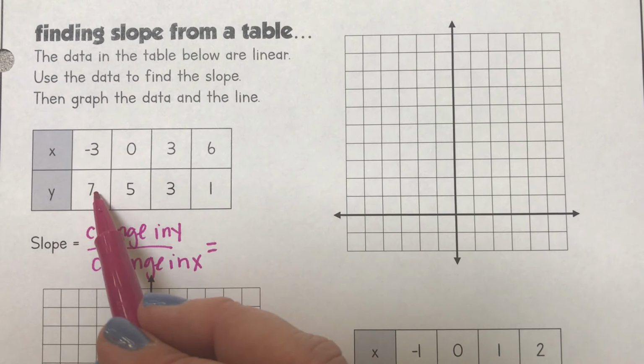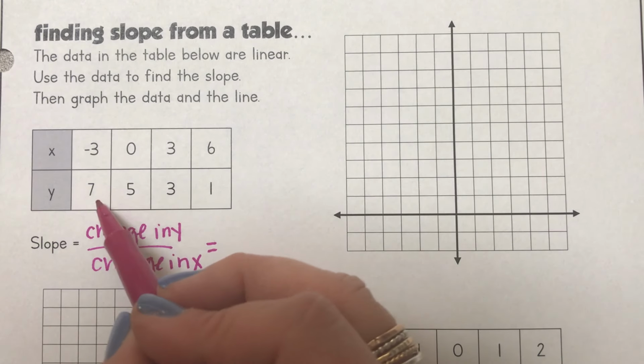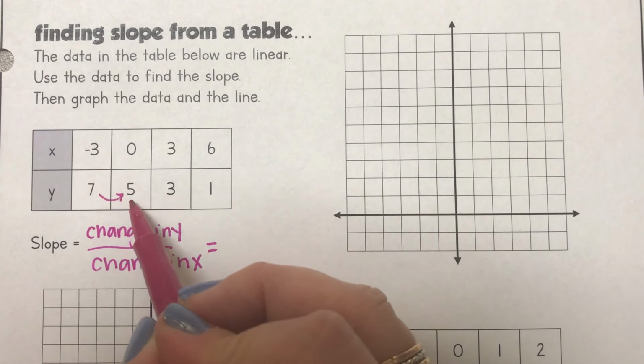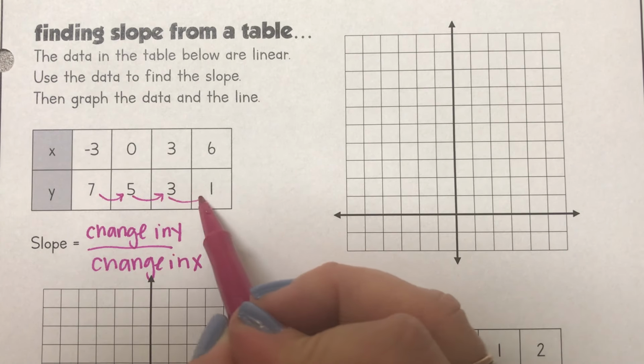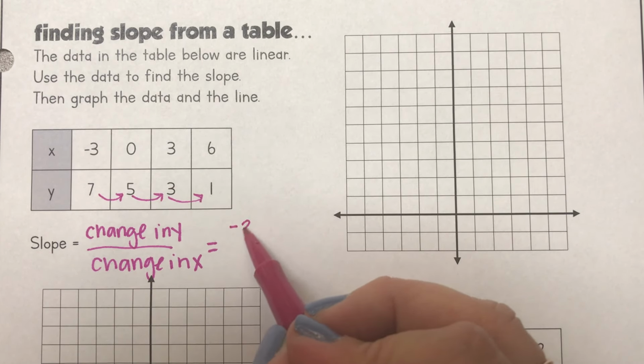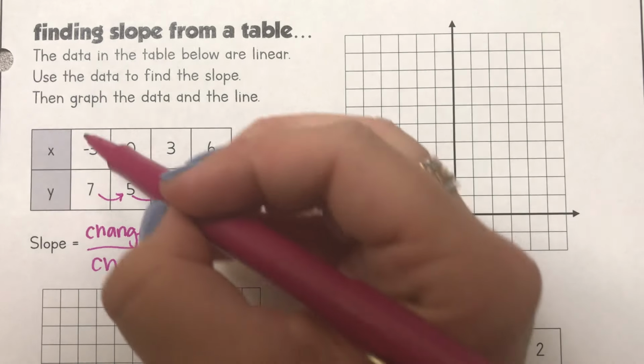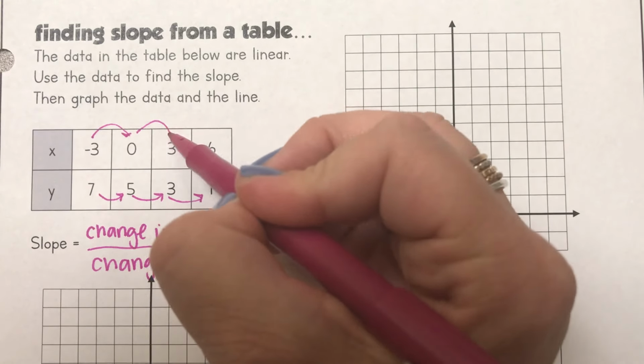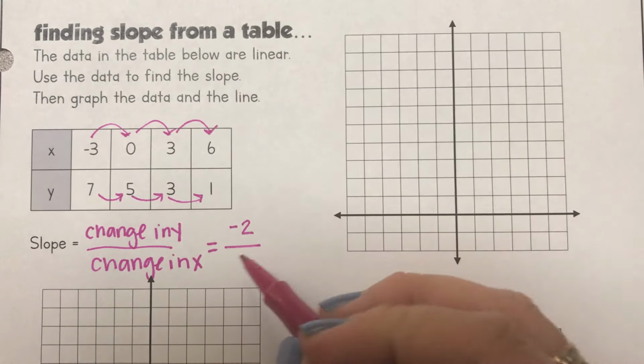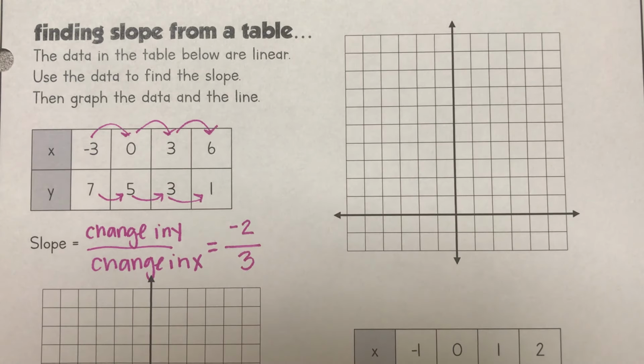So every time here, what's happening to my y values? That's going down 2, down 2, down 2. Can we agree with that? And how much is my x changing? Up 3, up 3, up 3. So my slope would be negative 2 over 3.